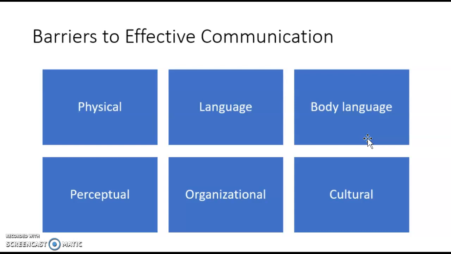Maybe it's just that all communication is top down, meaning it comes from the top of the chain to the bottom of the chain, and therefore that's not very effective. Or maybe there's not a lot of opportunity for feedback within the organization. That could be a barrier to effective communication. And then, of course, cultural. All cultures and subcultures have different communication mediums, which can create barriers.